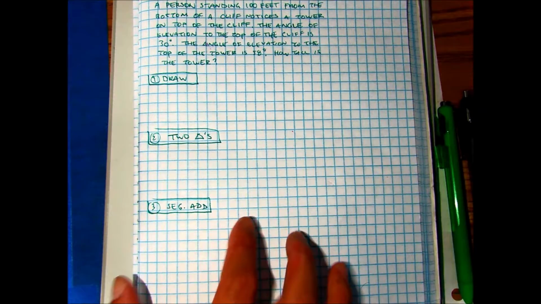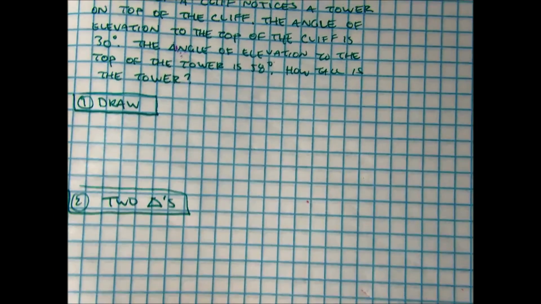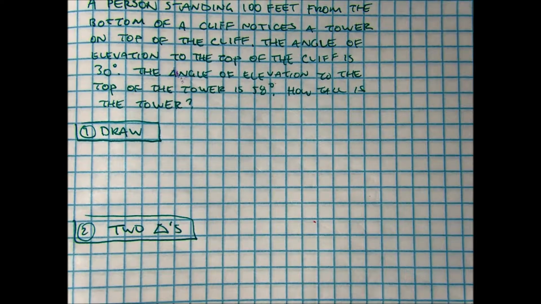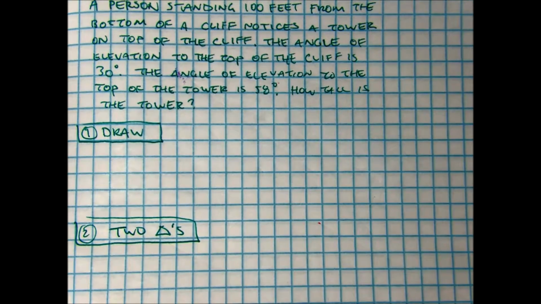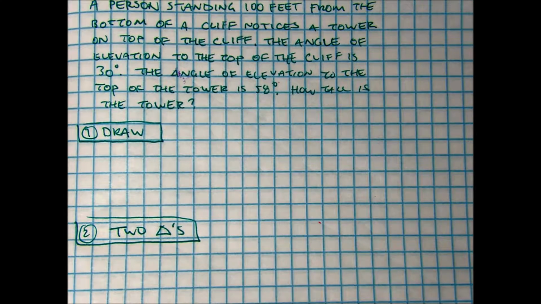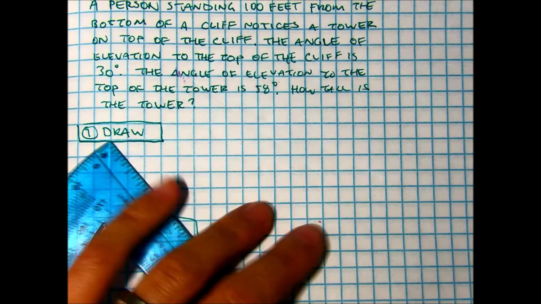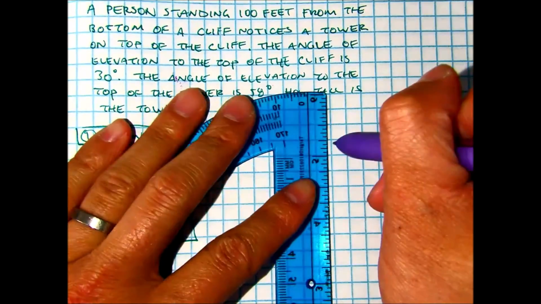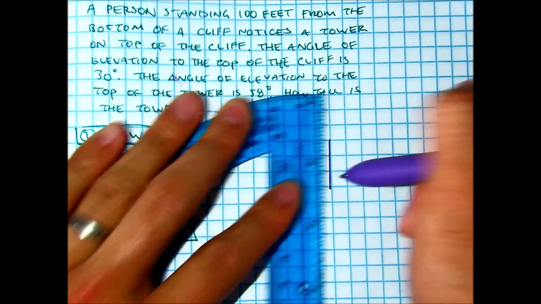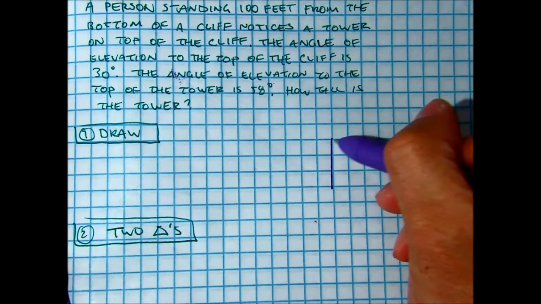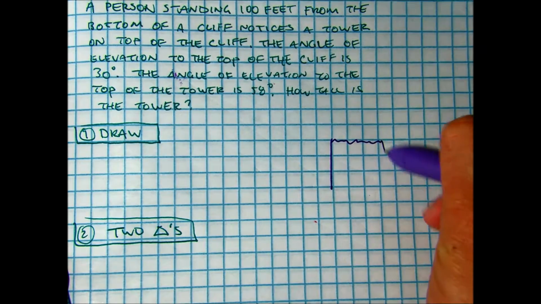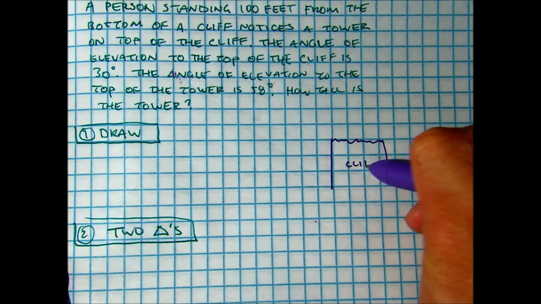Alright, let's draw this together. A person, did you draw a stick figure? A person standing 100 feet away from the bottom of a cliff. So I got a cliff. Let's draw a cliff. Cliff.